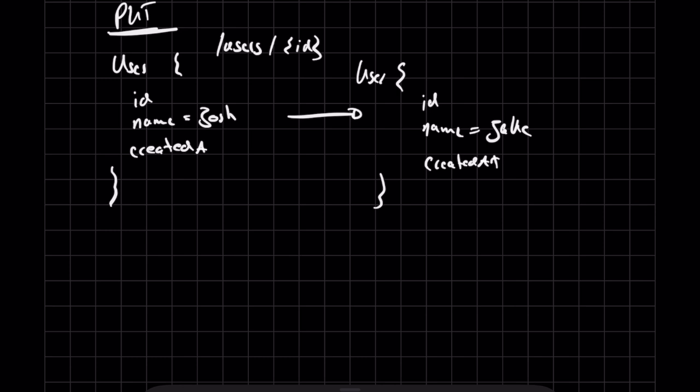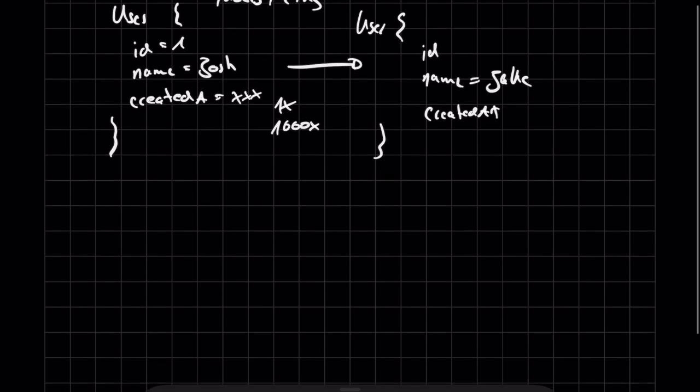And idempotent means it doesn't matter if you send a request one time or 1,000 times. You'll always end up with the same resource state. So if the ID is 1, created at is something, and you send this request once, now the name is Jake, the ID is the same, created at is the same. Or you send it 1,000 times. It will always have the ID 1, it will have the updated name, and it has the same created at field as before. So this is what idempotency is.